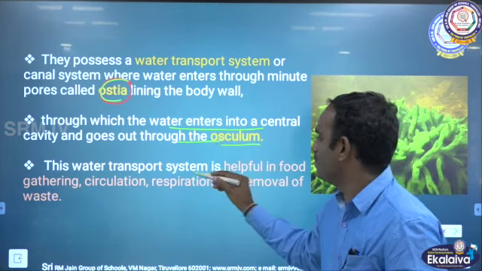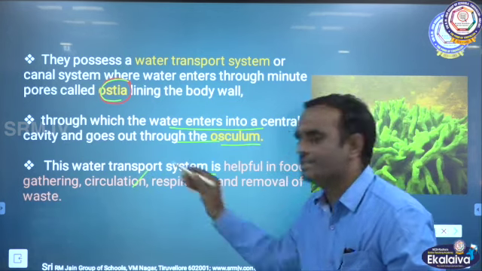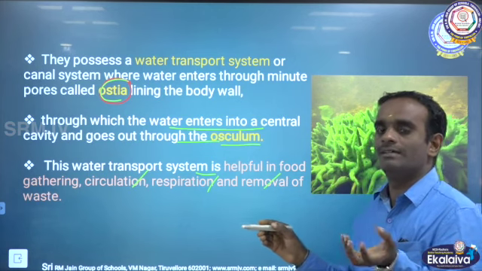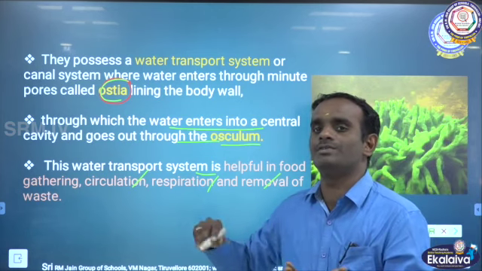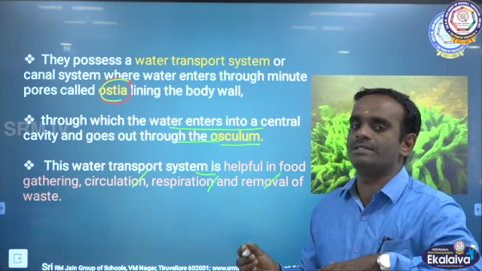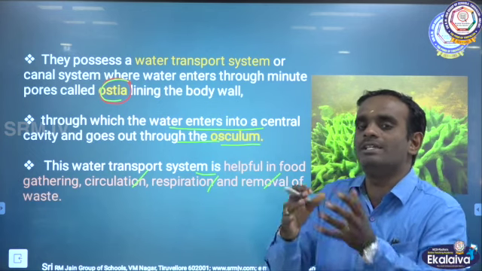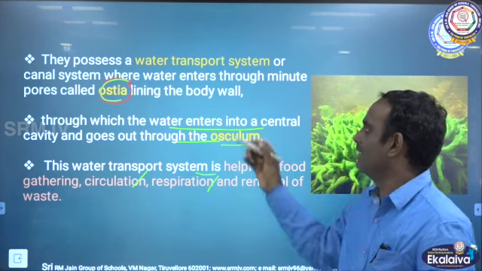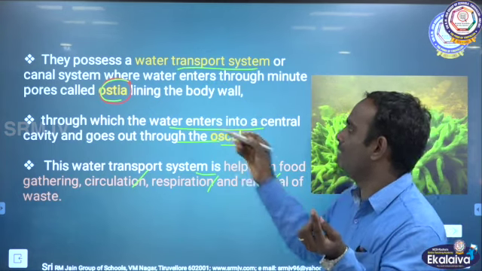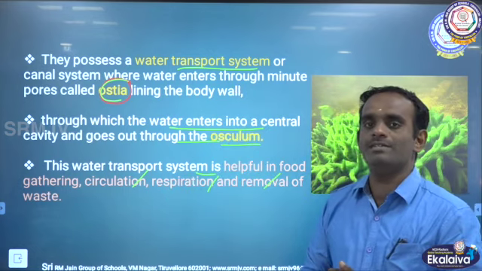This water transport system is helpful in food gathering, circulation, respiration and removal of waste. Because there is no tissue, no organ, no organ system, only the cells are present. Even though the cells are present, they are not in a group, they are scattered, loosely arranged. So, only the water transport system is there and small minute pores called ostia through which the water can enter into the body. Can you get my point?